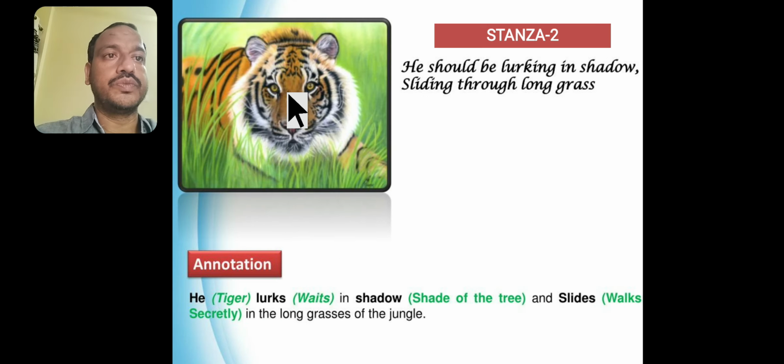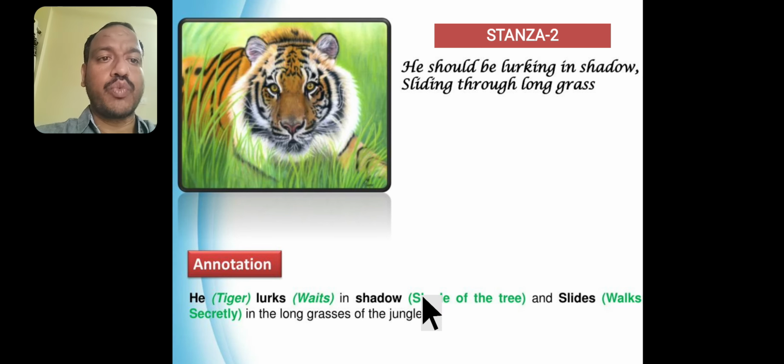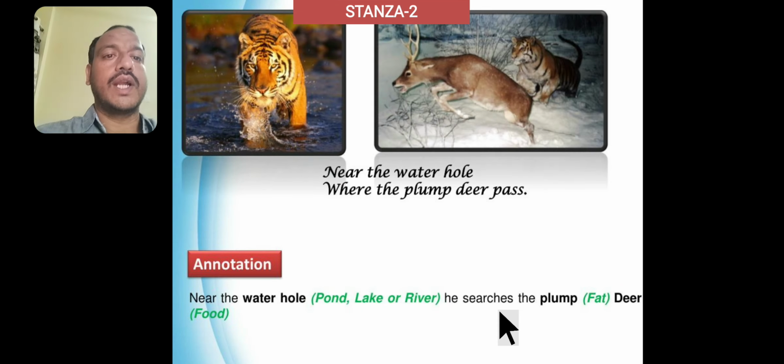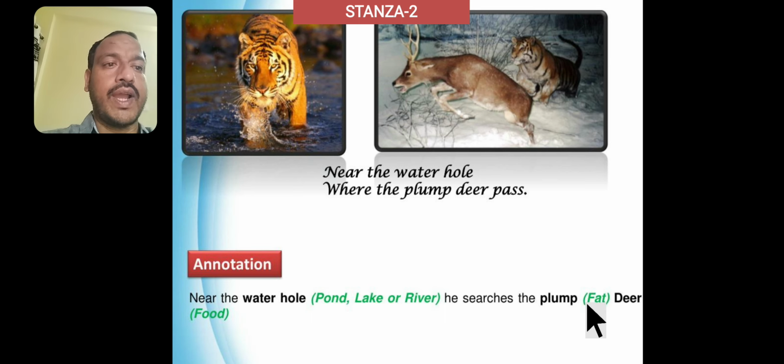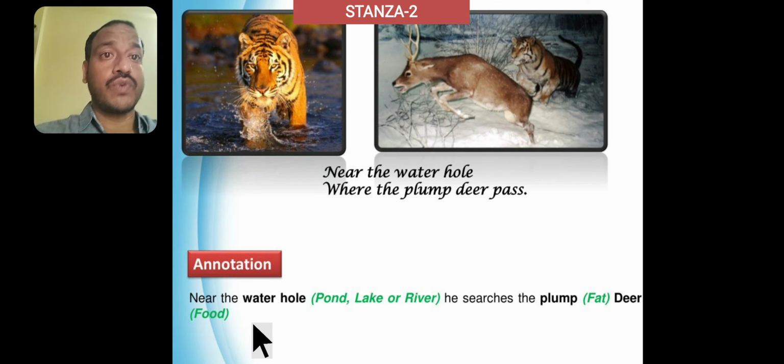Next, stanza 2. He should be lurking in the shadow, sliding through the long grass. Look at the stanza here. He should be lurking. Lurking means he waits in the shadow and slides in the long grasses of the jungle. Look at the meanings under the underlined words here, which are in green color. Near the water hole, where the plump deer. Near the water hole, he searches for the plump, fat deer. It means the tiger searches for its food when it is in the natural habitat.